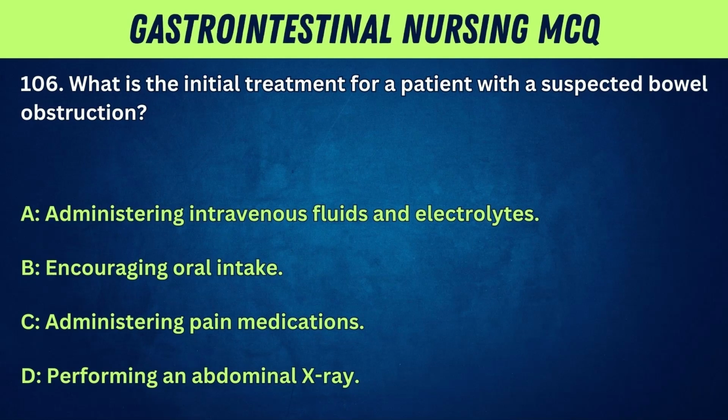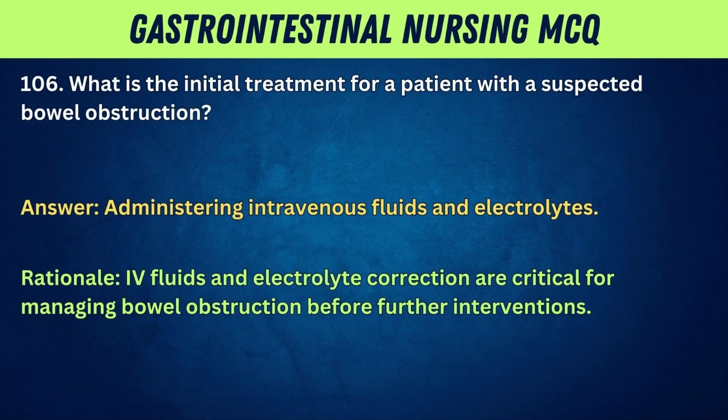Administering intravenous fluids and electrolytes. B. Encouraging oral intake. C. Administering pain medications. D. Performing an abdominal X-ray. Answer: administering intravenous fluids and electrolytes. Rationale: fluids and electrolyte correction are critical for managing bowel obstruction before further interventions.